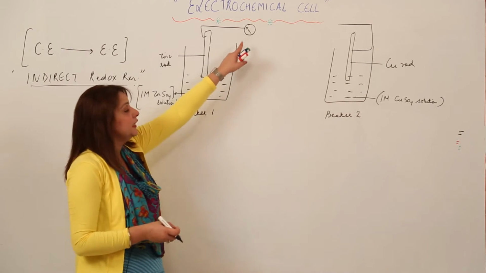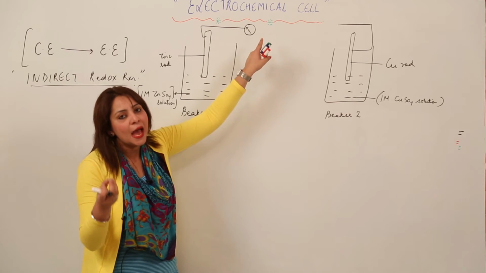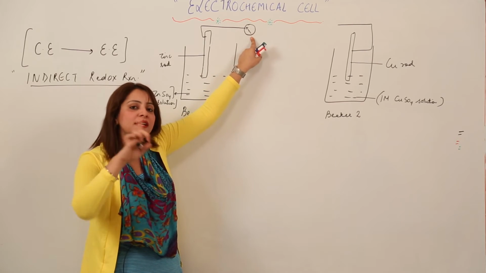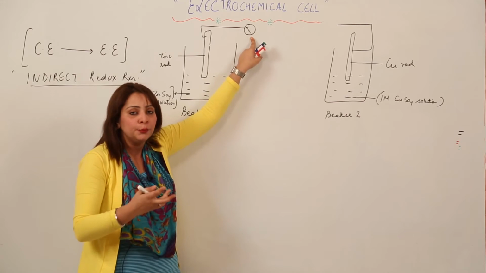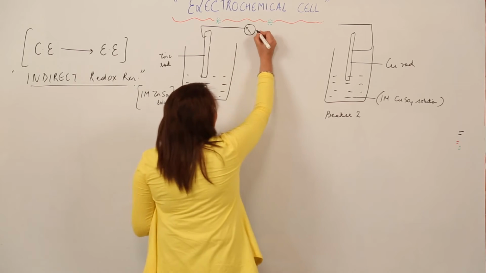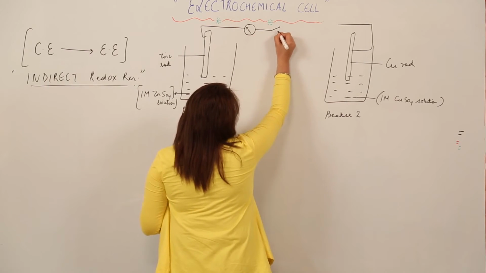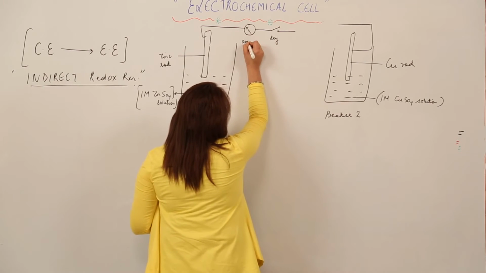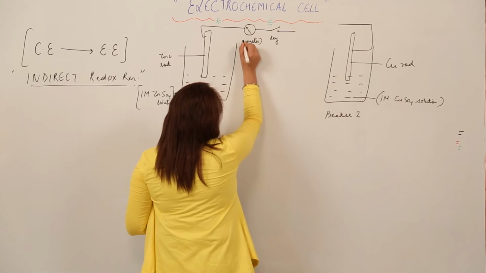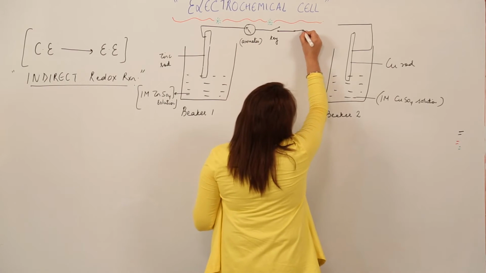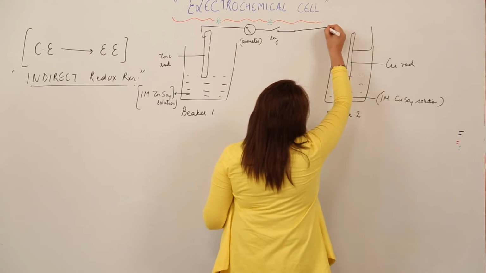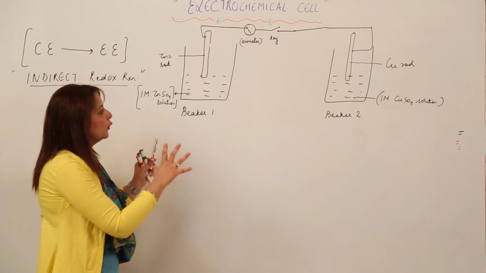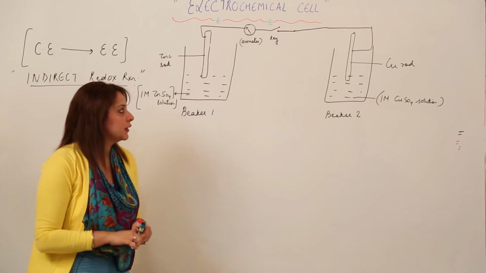So commonly what we use is an ammeter. What I have taken here is an ammeter which has a needle which shows the deflection whenever current is produced, right? We have the wire, we have the switch, or you can say we have the key. This is the ammeter, we have the key, and by means of this, these electrodes are connected to each other, right? So this is how these two beakers are connected to each other, right?